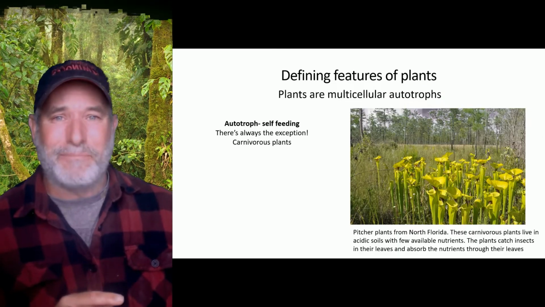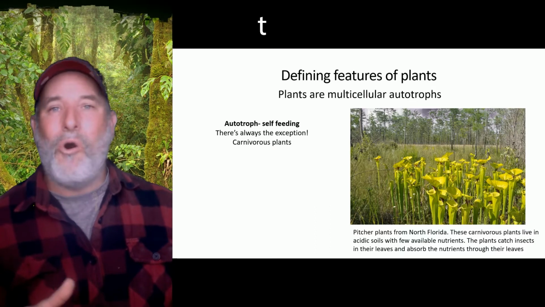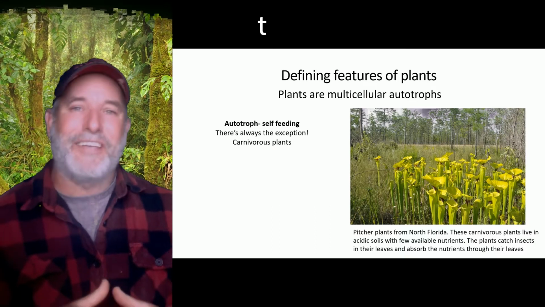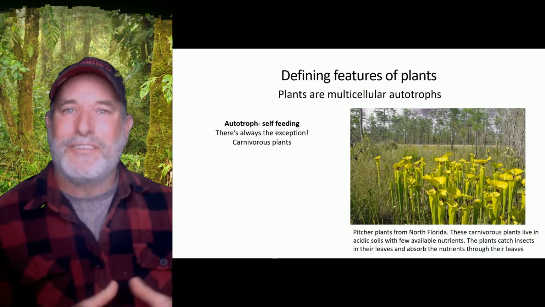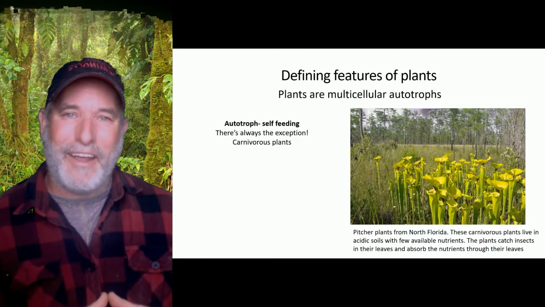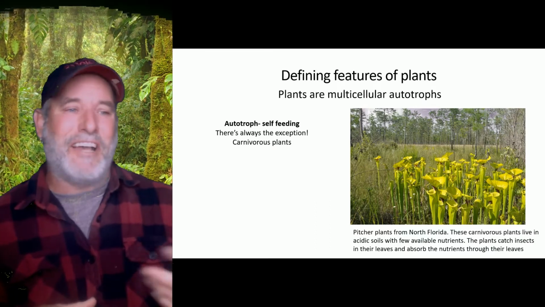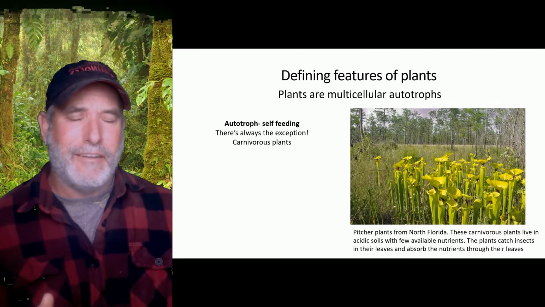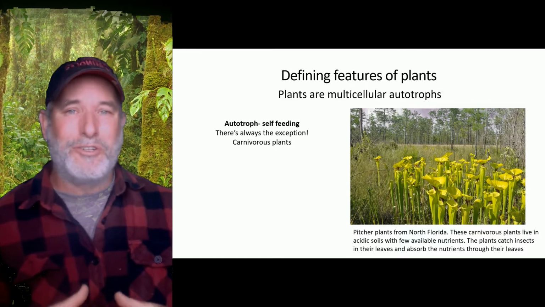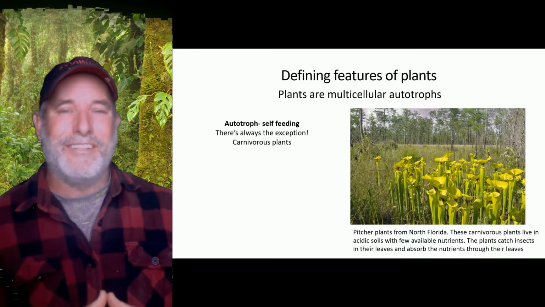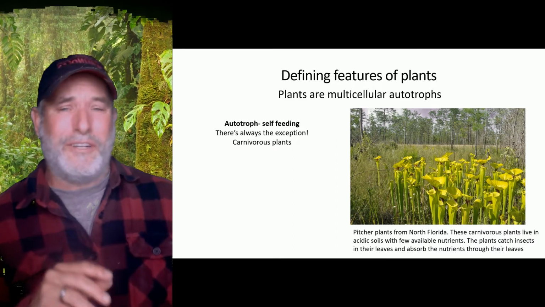It's quite astounding. So now in biology, there's always an exception. And in this case, believe it or not, there are carnivorous plants. And these are pitcher plants. Those are modified leaves. They hold water in them and they have little hairs that point down. And insects will fly in there, get caught, and then the plant will release some digestive enzymes and absorb the nutrients from the insects that they've captured. Pretty interesting. So biology, we are full of exceptions.